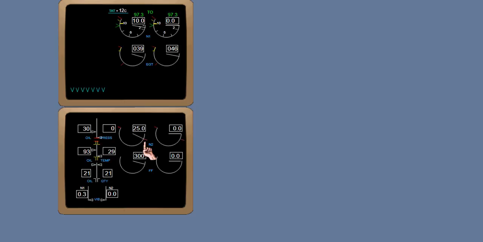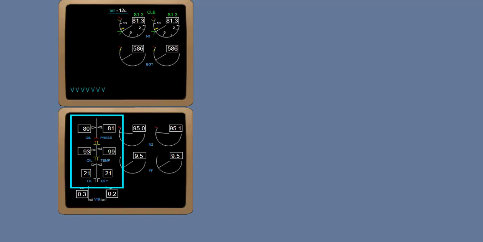The N2 display has a fuel on command bug that indicates the minimum RPM at which the fuel control switch may be selected to run during the engine start. The left side of the EICAS screen displays the oil-related parameters of oil pressure, oil temperature, and oil quantity. Normally, the pointers and boxed readouts are white.